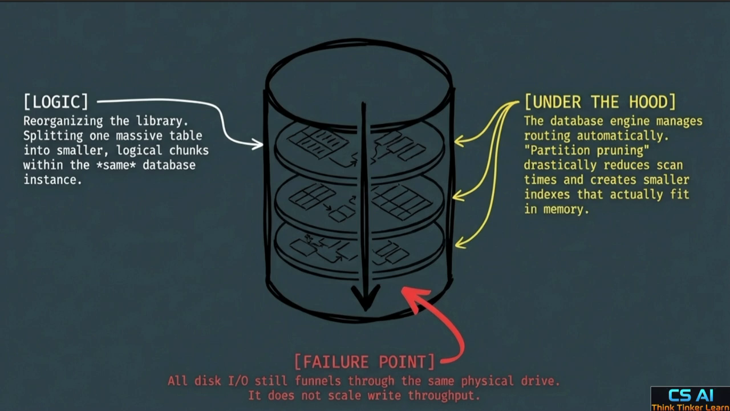However, the failure point remains. All disk IOs still funnel through the same physical drive. Partitioning improves read performance but does not scale write throughput because the underlying hardware is still a single bottleneck.